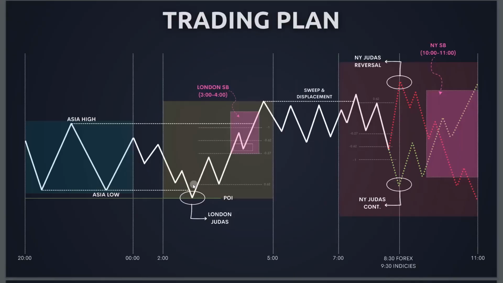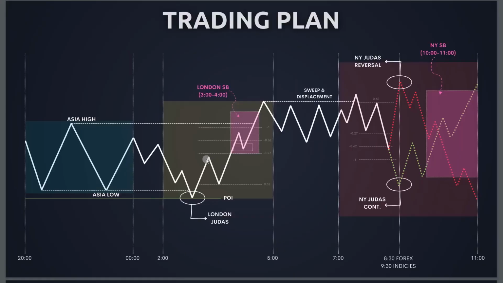You can take a lower time frame entry to catch this London Judas swing. Basically, the London Judas swing is the manipulation of the Asian session. This is the London Judas, okay? Price goes up, you can take an entry here, or you can take this optimal trade entry, and I did a full video about this, a full strategy, very mechanical.